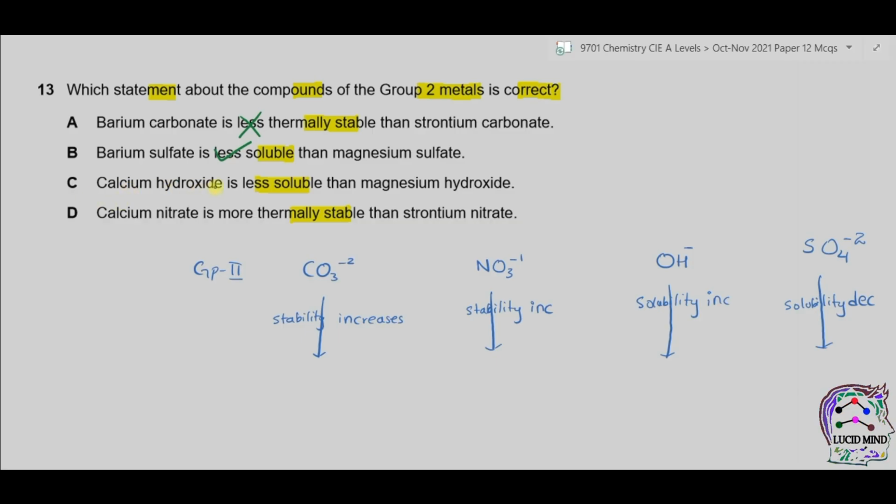Part C, calcium hydroxide is less soluble than magnesium hydroxide. Calcium hydroxide is below magnesium hydroxide, so the solubility should increase and it should be more soluble. Part D, calcium nitrate is more thermally stable than strontium nitrate. As strontium is below calcium, strontium nitrate should be more thermally stable than calcium nitrate. Calcium nitrate should be less thermally stable. Correct answer is therefore B.